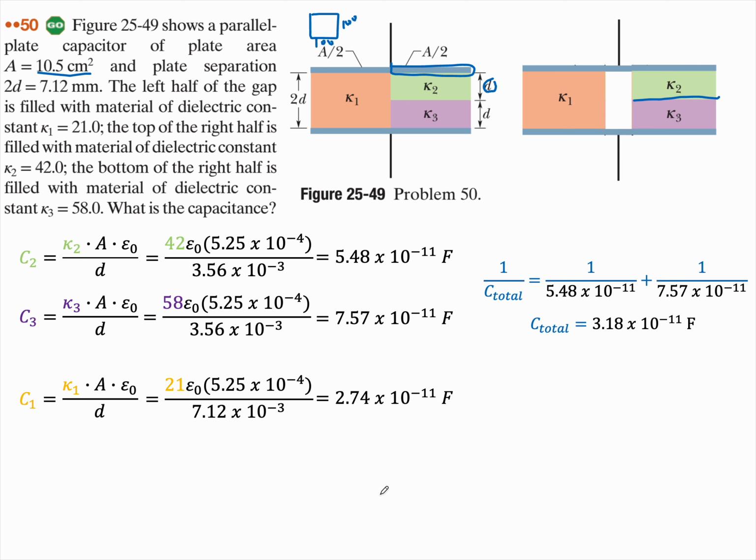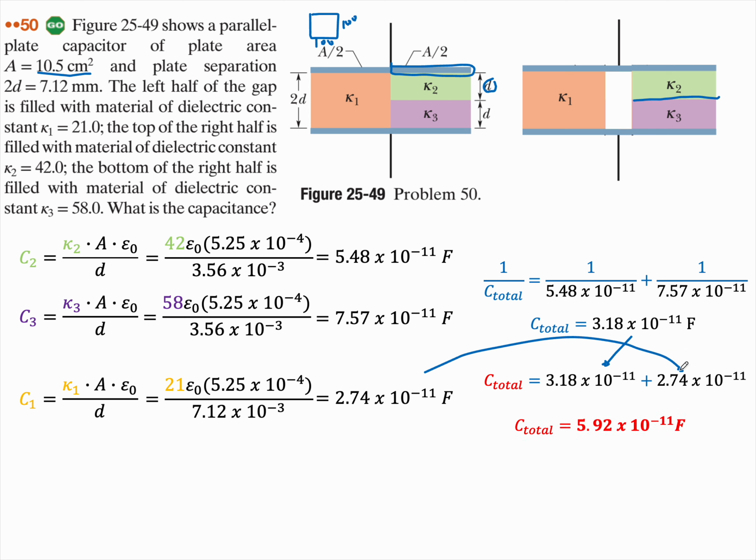Now, the left and right-hand sides of this capacitor are in parallel. So all I need to do is add up the answer we had before with the answer we just got. If you do that, you'll discover the total capacitance is about 5.92 times 10 to the minus 11 farads, or you could write it as 59.2 picofarads. Hope this helps.